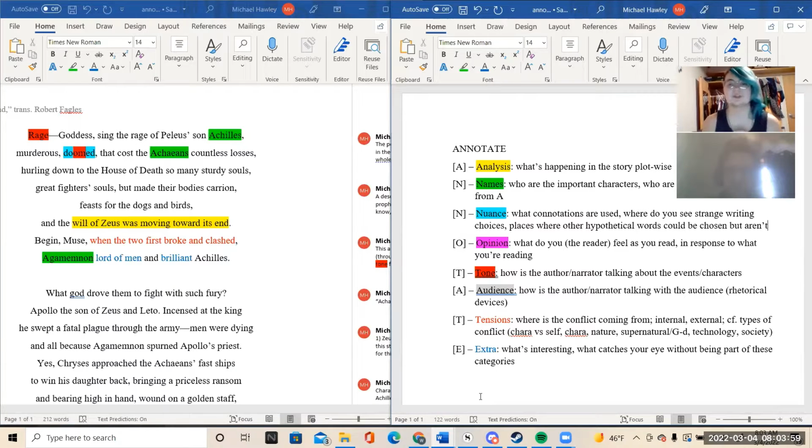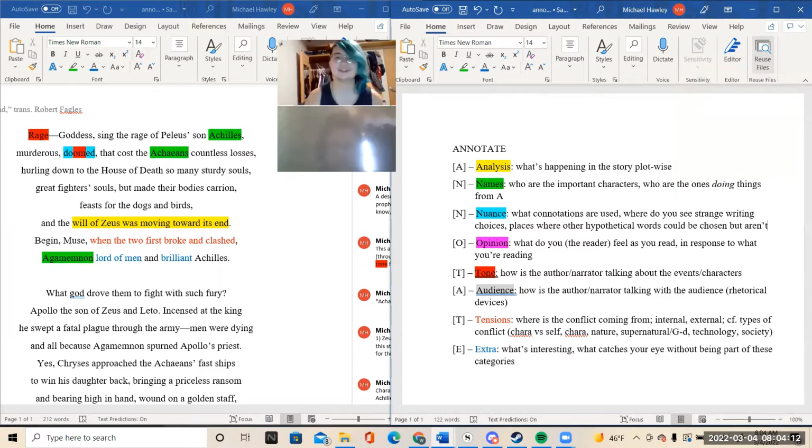Okay, so we're working on annotating texts for better comprehension. I have made a handy dandy little acronym, I guess, is what I'll call it. That's the word: an acronym, ANNOTATE. Yes.